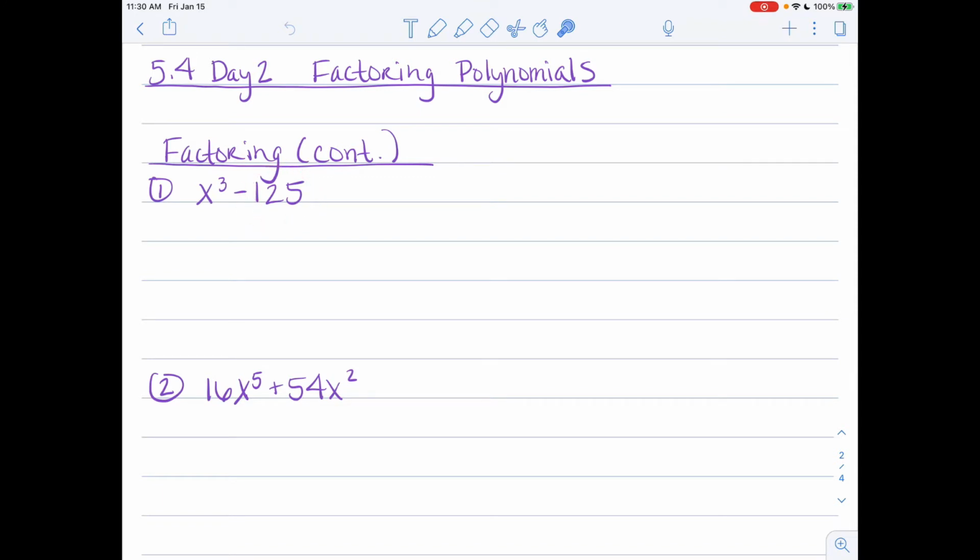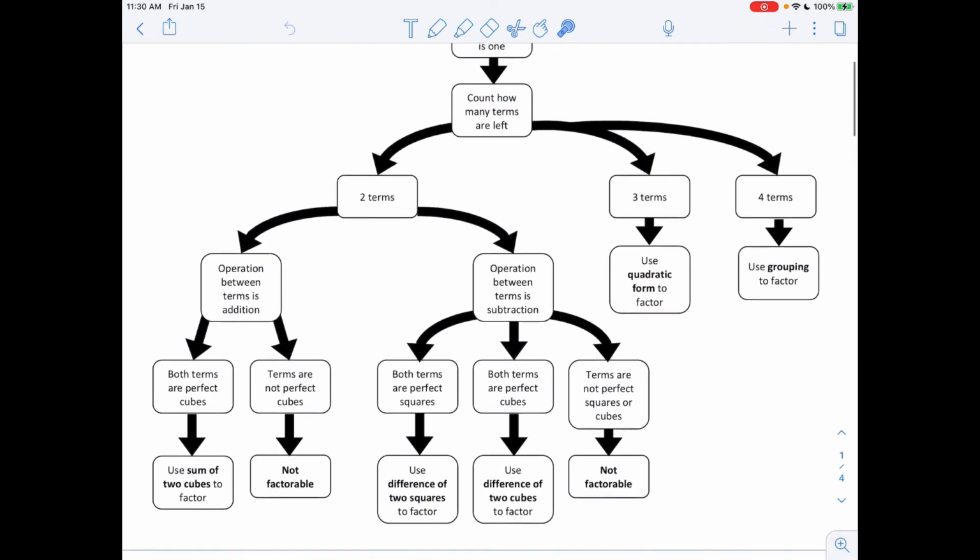And we want to think in terms of, hey, we've got an x cubed here. Does this happen to be also a perfect cube? And it is. It's the perfect cube of 5. Because if you take 5 times 5, you get 25. Multiply by 5 one more time and you get 125. So I am noticing right off the bat that I have 2 perfect cubes with a subtraction sign between them. Let's use that information and go to our flow chart to see what that leads us to.